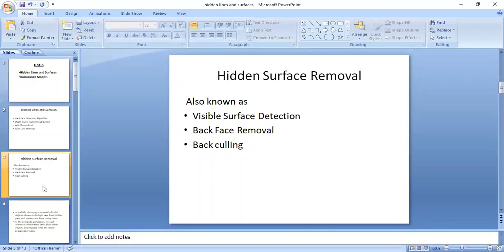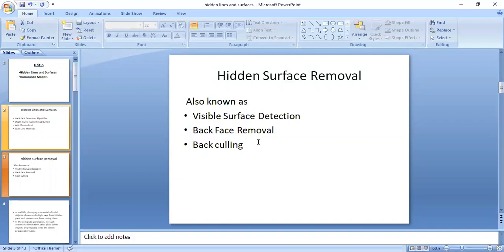The name is hidden surface removal, or the topic was hidden lines and surfaces. So the basic concept is known as hidden surface removal. This is also known as visible surface detection in a few books, or backface removal, or backface culling. These all terms represent the same concept, that is hidden surface removal. So we'll discuss that.